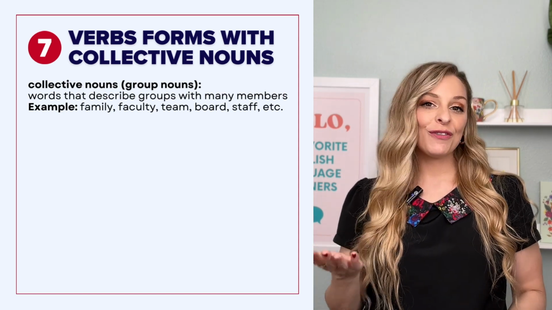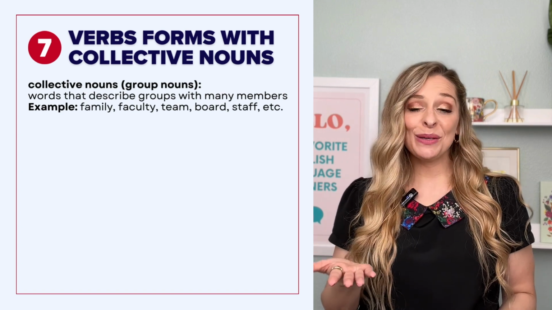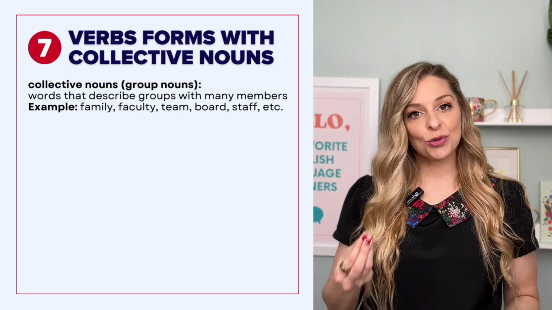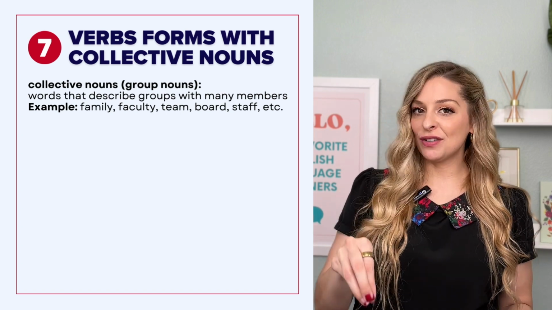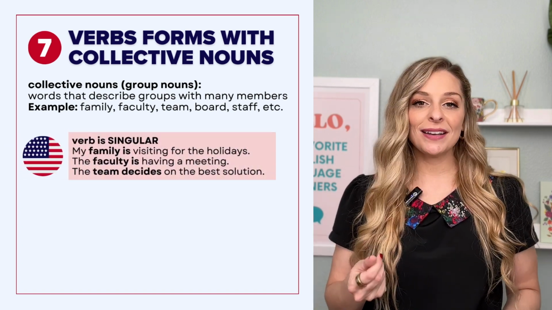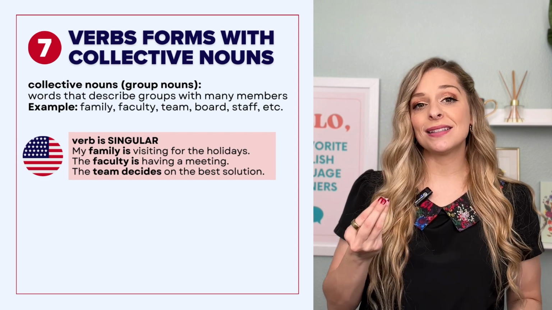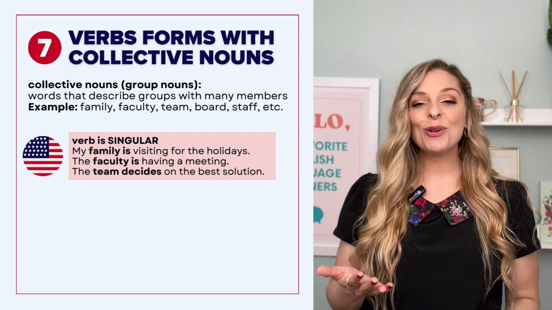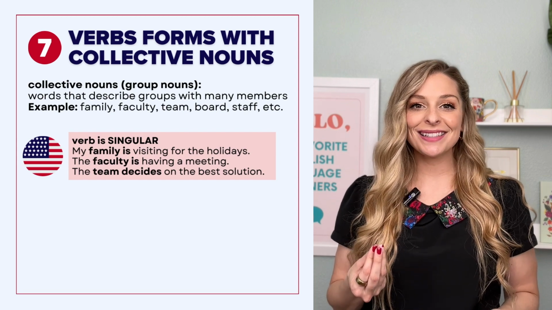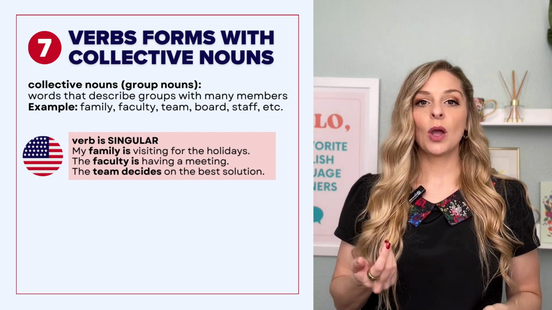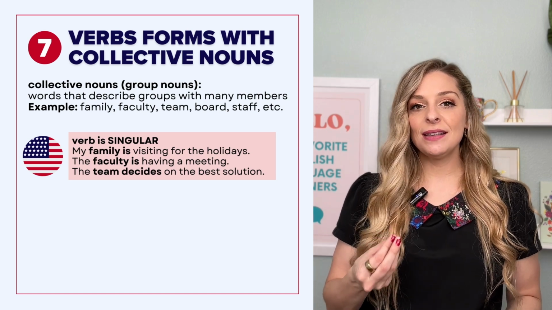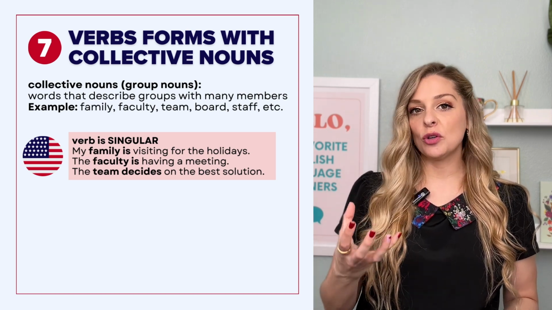For example, family, faculty, team, board, staff, etc. All of these words refer to groups of people made up of individual members. And in the United States, we always use the singular form of the verb with these nouns. For example, my family is visiting for the holidays, the faculty is having a meeting, or the team decides on the best solution. In the US, we see these groups of people as a single unit.